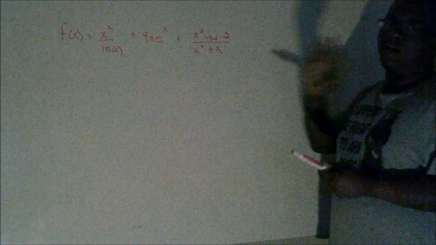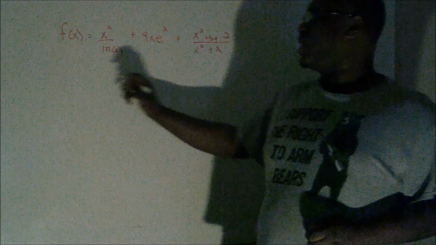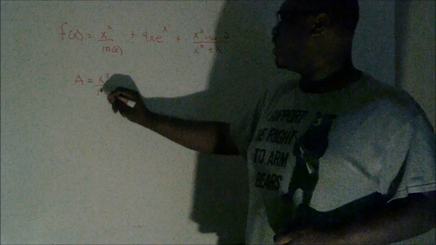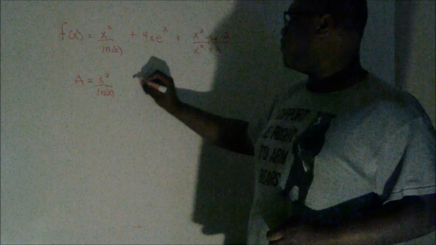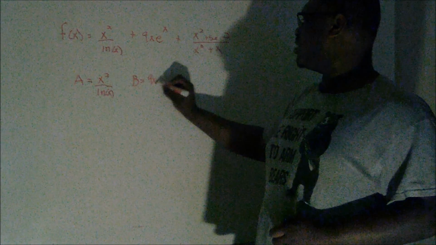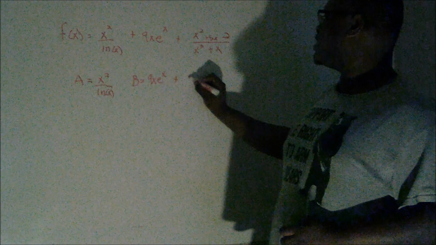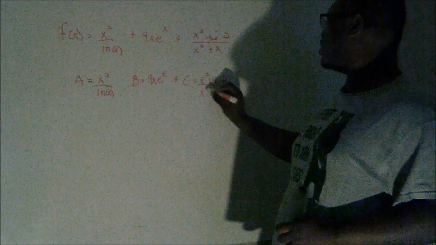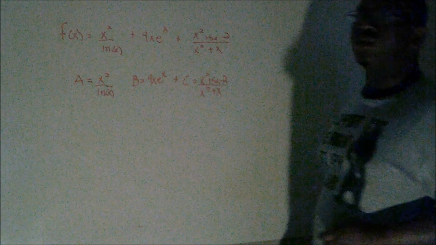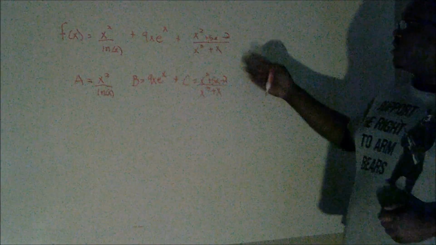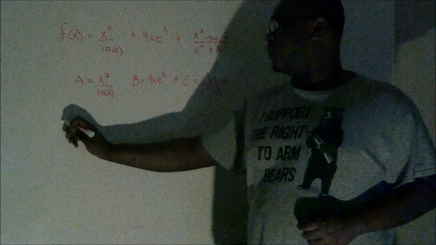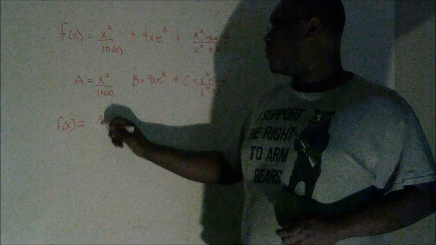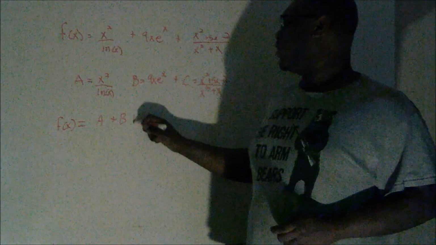To make that more clear, I'm going to make a few substitutions here. Let's say a is equal to x squared over the natural log of x. Let's make b be equal to 9x e to the x. And let's make c equal to x squared plus 5x minus 2 all over x cubed plus x. Now, doing these substitutions, if I plug them back in, our equation simply reduces to f of x equals a plus b plus c.